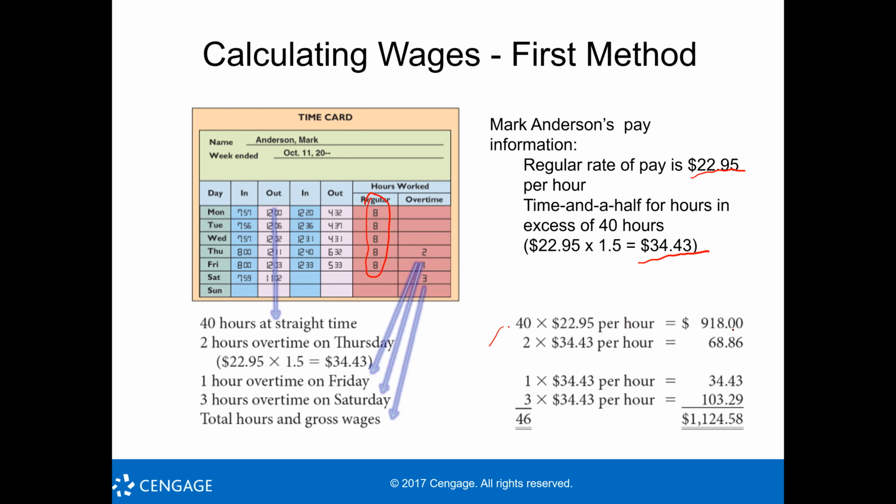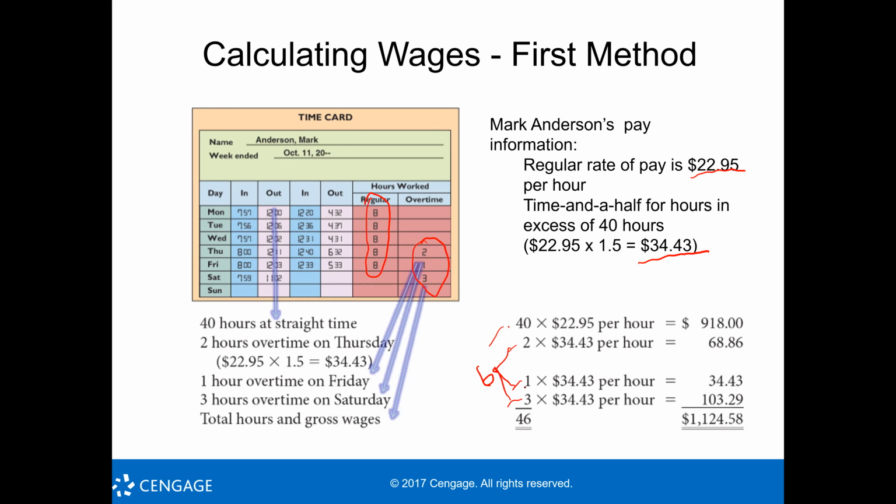That gives us 918. And then we have what? How many hours here? 2, 3, 6. We've got 6 hours total overtime. And they're breaking it down here. So they're taking 2 times 34.43, 1 times 34, 3 times. So they're kind of breaking it down here for you. But altogether, this is 6 hours, right?